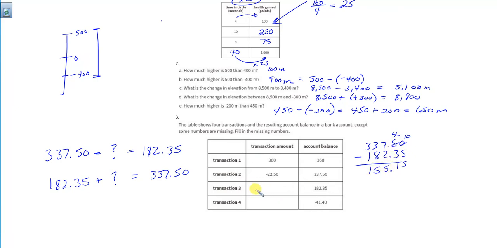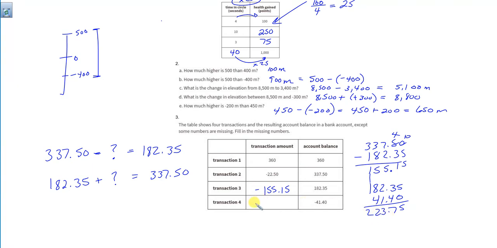So now we know that that was a 155.15. And if we did something from that point to get under the money, then that means we would have to take where we're at right now, add that amount, and that would put us at the negative transaction that we had to make to get to that point. So the last section would be adding these two numbers, 41.40.